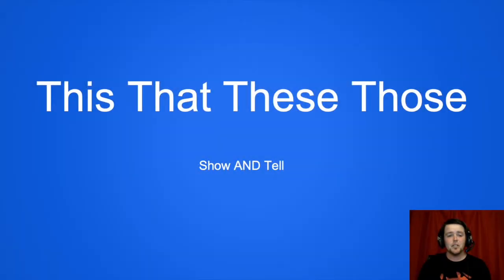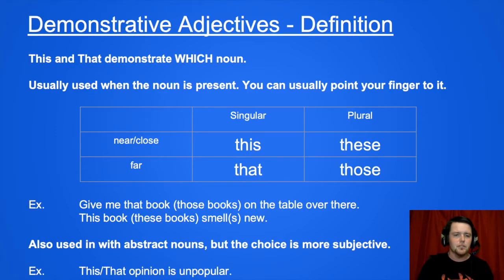All right. Let's jump into this, that, these, and those. These are called demonstratives. They're called demonstratives because they demonstrate. Here, the demonstrative adjectives demonstrate which noun. Usually, you have more than one of something, and you want to demonstrate which one.